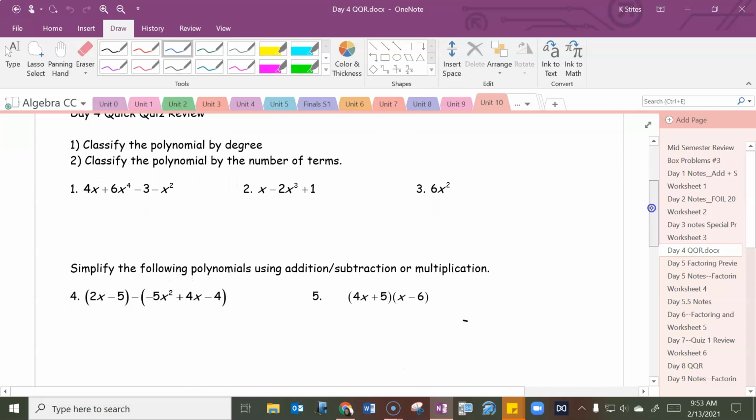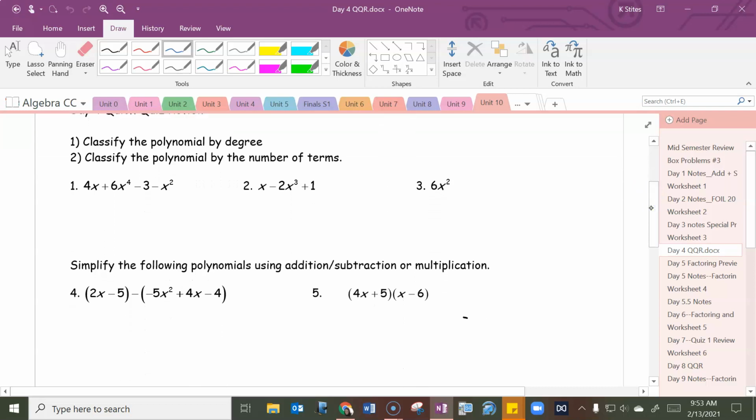So the first thing we're going to review is how to classify a polynomial by degree and by term. Again, by degree is by the highest exponent. This one has a highest exponent of 4, and so the word that we use for the highest exponent of 4 is quartic. This problem also happens to have 4 terms, 4 pieces, and so that word would be polynomial.